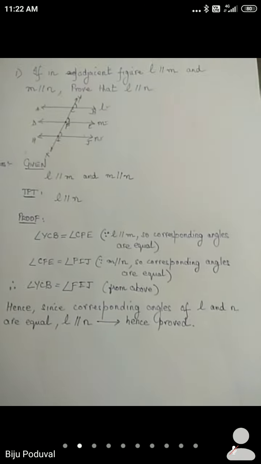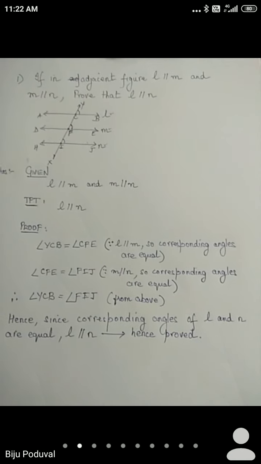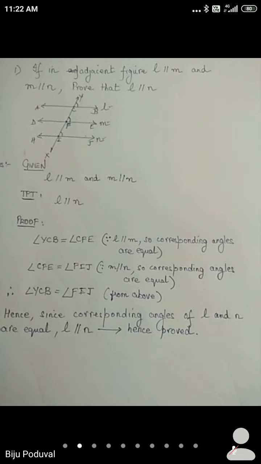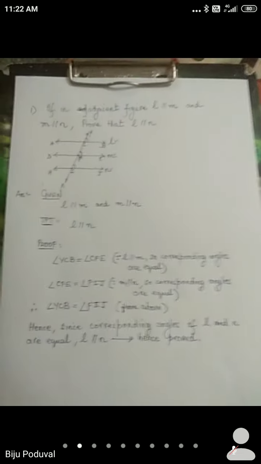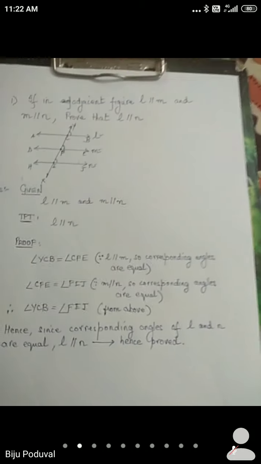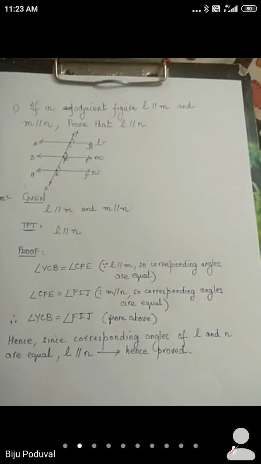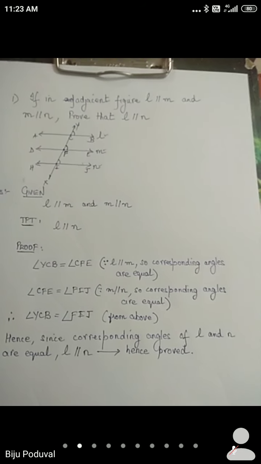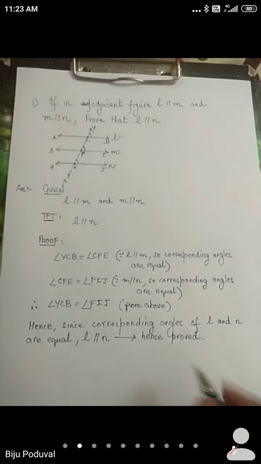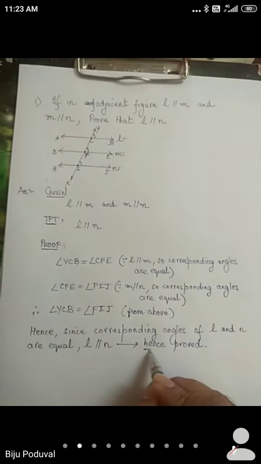Two or three marks in your pocket. So simple. Whenever you are solving prove-that problems, you have to write like this: Given, To prove, Proof. And in the end you write hence proved and you can underline. Finished.